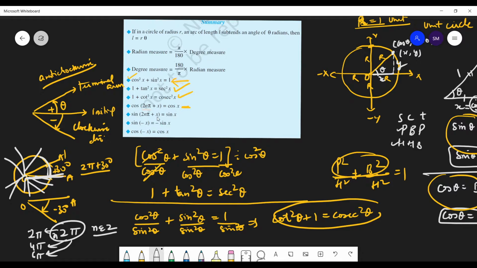So that is why cos of 2n pi plus x is equal to cos x. So what is the period here? Period is 2 pi. So after 2 pi, the value starts repeating. Same is the case for sine theta also. Same will be the case for tan, cos, all the trigonometric values, their values start repeating after 2 pi.